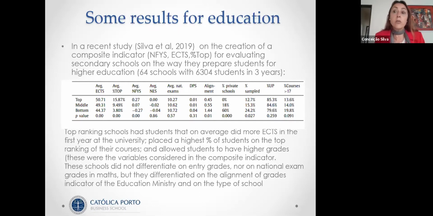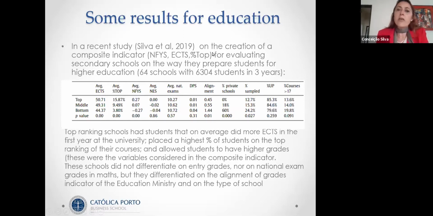This composite index was a composite of three variables that showed how schools performed in terms of the first year scores, the SETs, and the percentage of students that they put on top. And actually we see that, using our ranking, top schools had students doing many more ACTs than bottom schools. They placed a lot more students on the top of their university courses. And they also had SETs and an average of first year scores that were much bigger than for the bottom schools.